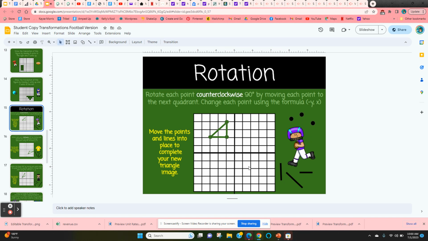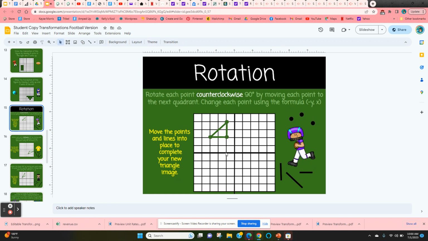So this time we're rotating around the origin. We're going to rotate counterclockwise 90 degrees. So that will put us in quadrant 3. And we're going to use this formula, (-y, x). So we're just going to take 1 point at a time. These points are movable, the sides are movable.